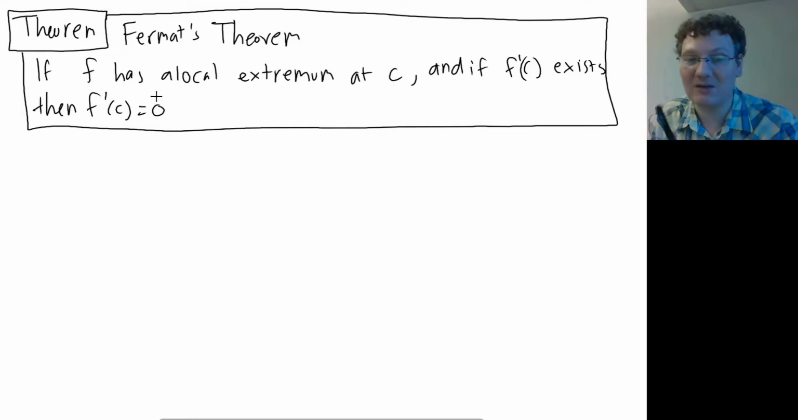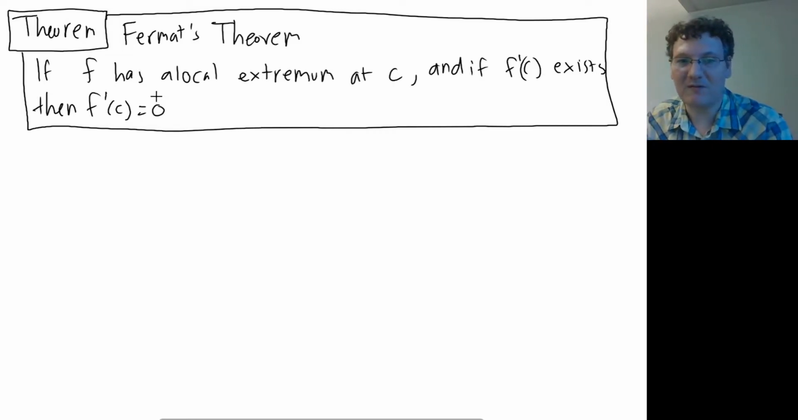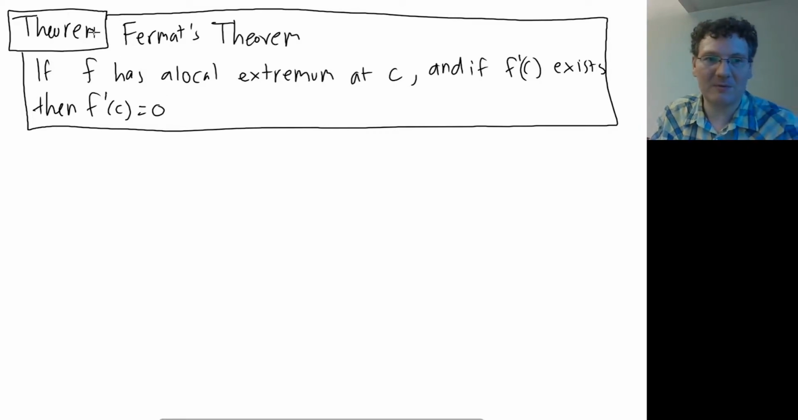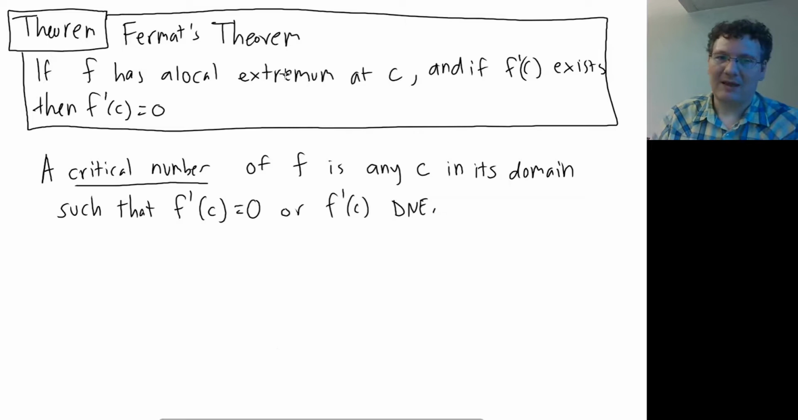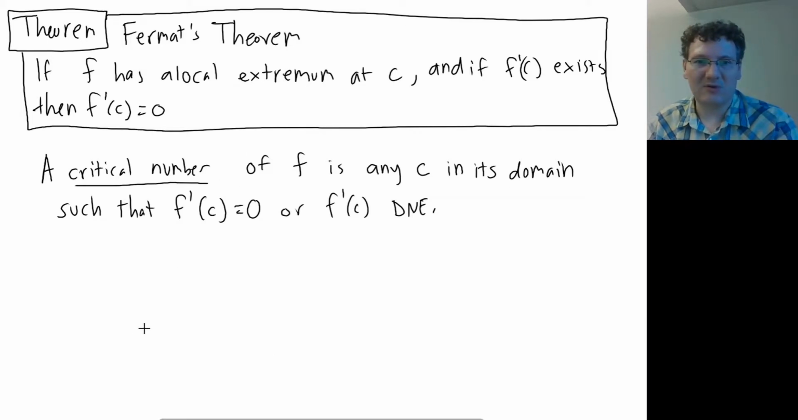That doesn't necessarily mean that if the derivative equals 0, you have a local max or local minimum. But this is one way we can try to find the local maximums and local minimums. So any value c in the domain of f where either the derivative at c is 0 or the derivative at c doesn't exist, we call those numbers in the domain critical numbers. We might call them critical points. So we're going to be looking for critical points as candidates for a possible local extremum.